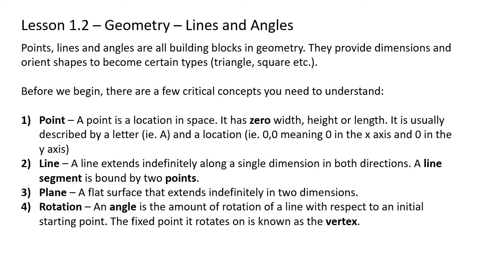A line is actually something that extends indefinitely, so it doesn't have a start or end point. It goes in a direction, whether it's more left to right or more up and down or a combination of the two. A line segment is what's bound by 2 points. If you have 2 points and you draw a line in between, that's known as a line segment, and it starts and ends at points.